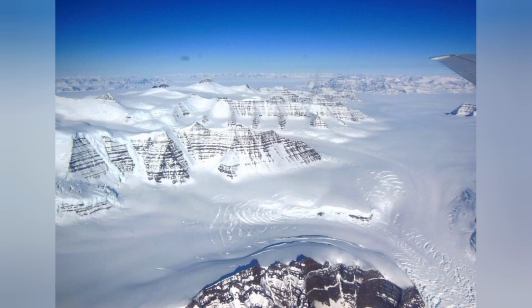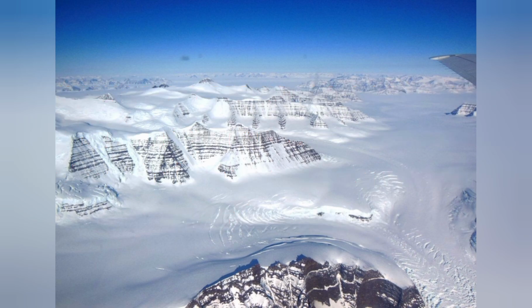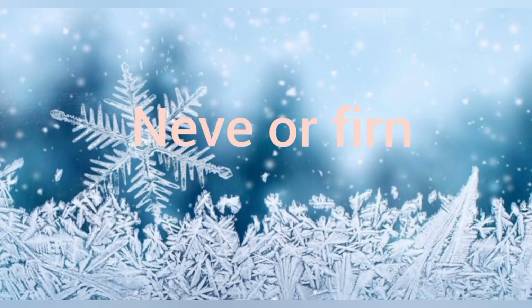Snow falls on the high peaks of mountains as well as on plateaus in the winter months, and in the next summer they melt. Again, new snow falls on top of the older snow, and this is called a snowfield. This is how snowfields are created. So, the snow that has already fallen gradually is transformed into ice.